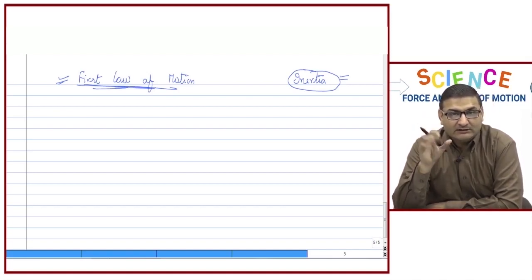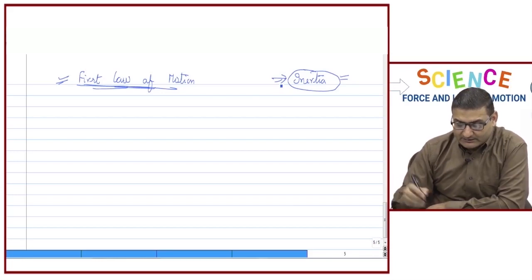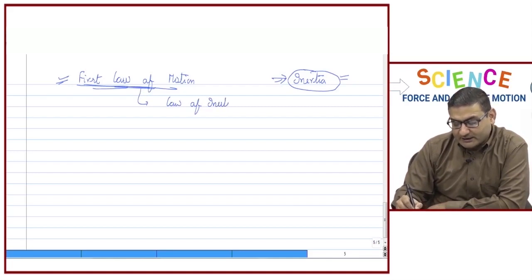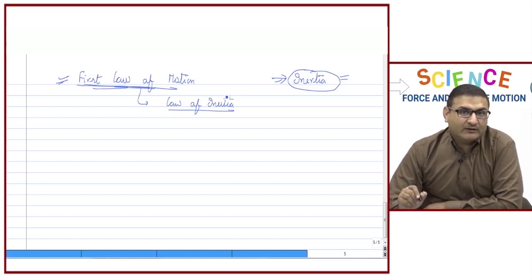Now, we have seen that Newton's first law of motion is based on inertia, right? So, this law of motion is also known as the law of inertia. Now, there are many observations based on this Newton's first law that we encounter, we see, we experience in our daily life.